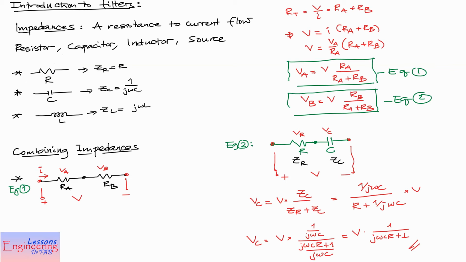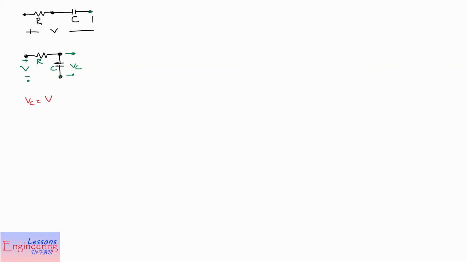We were interested in the voltage across the capacitor. If you remember, our solution for VC was given as the input or source voltage V times 1 over j omega CR plus 1. So I can further rewrite this as VC over V equals 1 over j omega CR plus 1. Now this helps us to study the property of this circuit. How does this circuit respond to inputs of different frequencies? What would the output be? This is also called the transfer function H of omega.